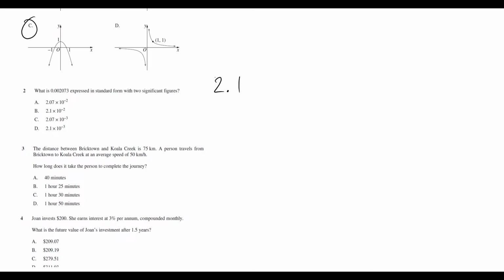Now we just need to think, how many moves has this decimal place made? It would need to go back 1, 2, 3 jumps. So then we'll know that it's 2.1 times 10 to the negative 3. And we get D as our answer.